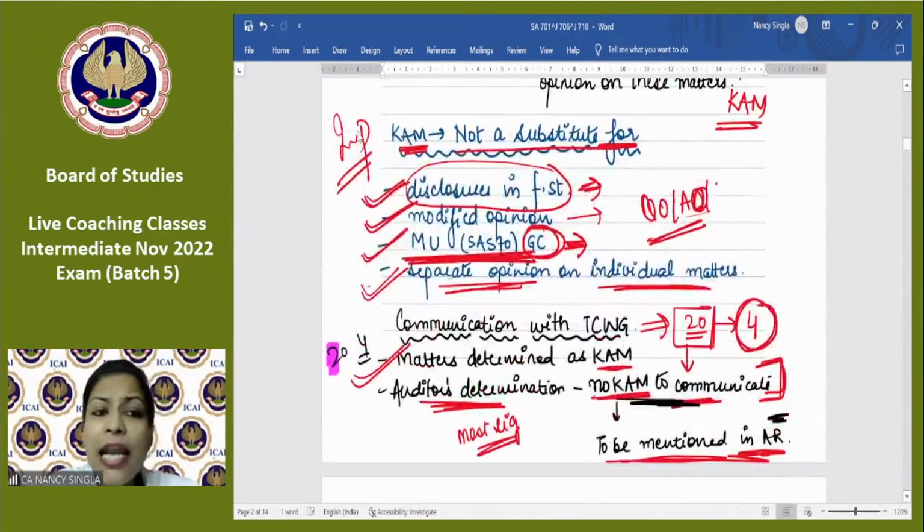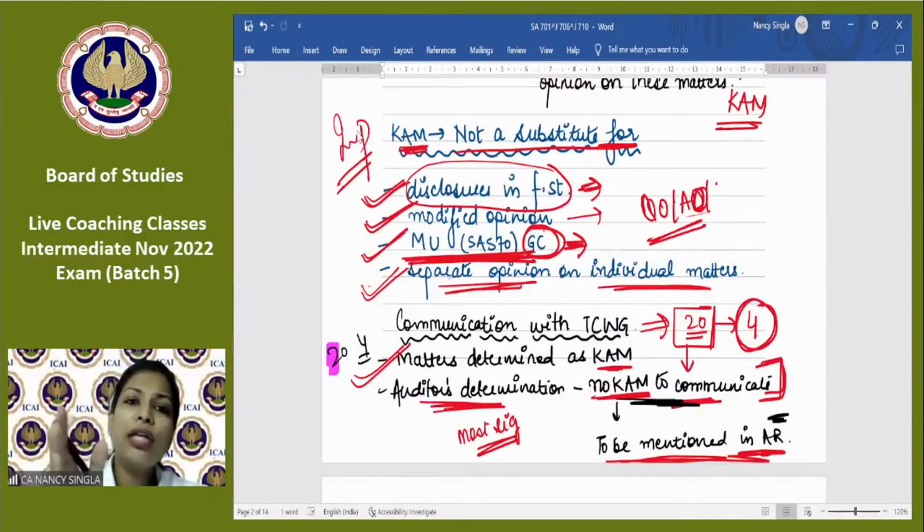Okay? And regarding key audit matters, there was a doubt relating to this substitute concept. Now, Bhardwaj, listen to me carefully. Key audit matter is not a substitute for disclosure in the financial statements. It means that if the management has not given a disclosure in the financial statements, the auditor cannot give that disclosure in the audit report. Giving a disclosure is the responsibility of the management. Let management do it. Auditor, if you have to consider a matter as a key audit matter, then only mention it there. It is not a substitute for a modified opinion.